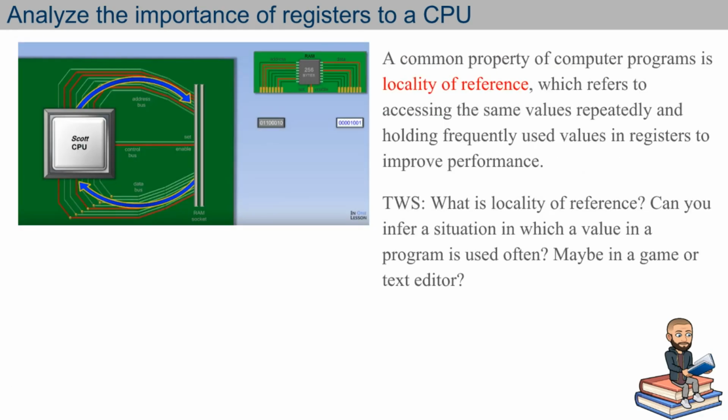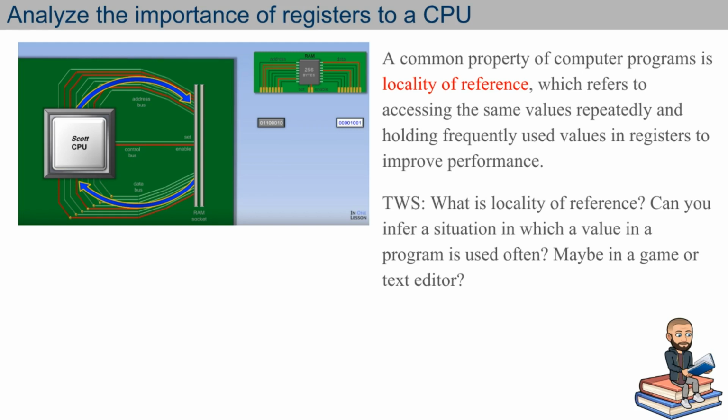For now, I want to talk about a common property of computer programs known as the locality of reference. This is a reference to accessing the same values repeatedly and holding frequently used values in registers to improve performance. So maybe I'm working on a project like adding the number 7 to many other numbers. I could just hold 7 in a register, and then every time I get one of those other numbers, that's the concept of locality of reference. I'm going to continue to refer to that one number, so why change it every time? Why don't I just keep it the same?